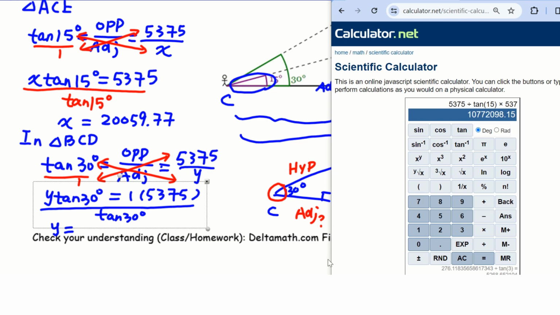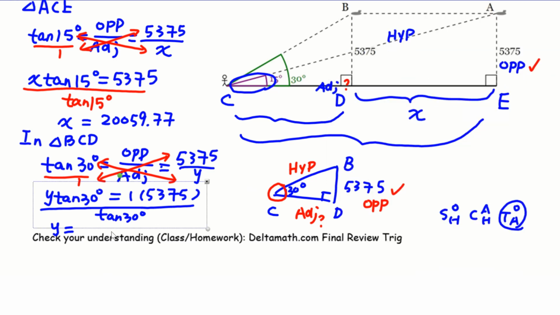5375 divided by tan 30. Close, then equals, that equals 9309.77.